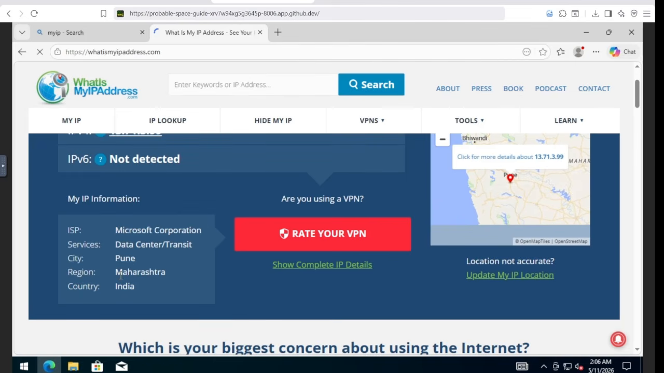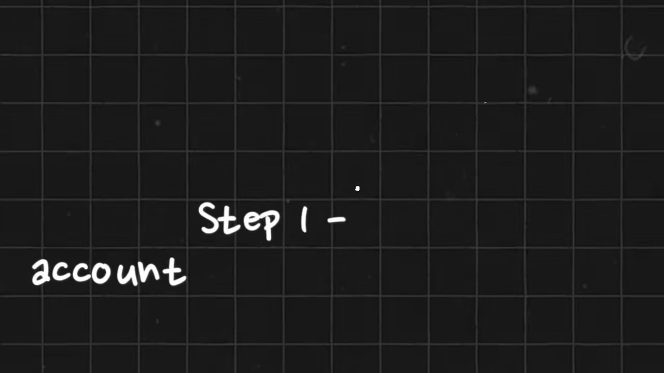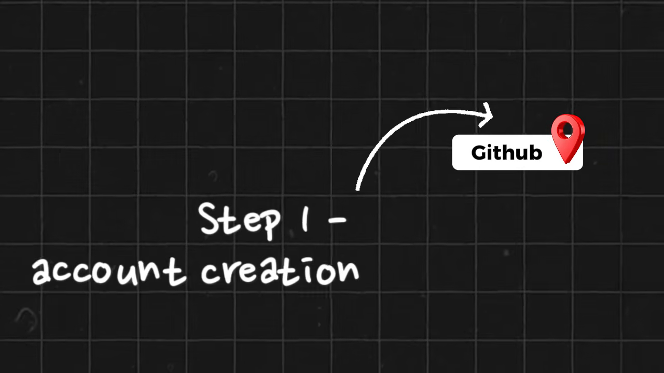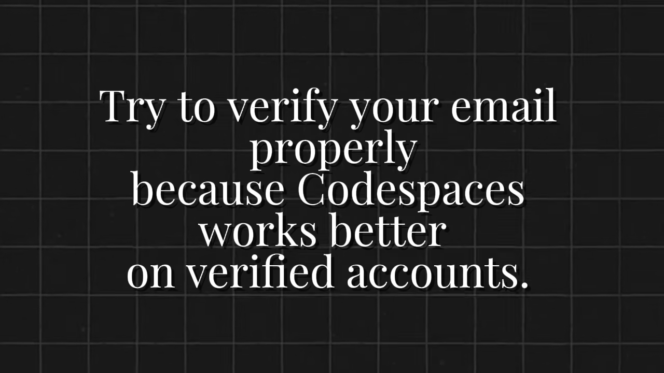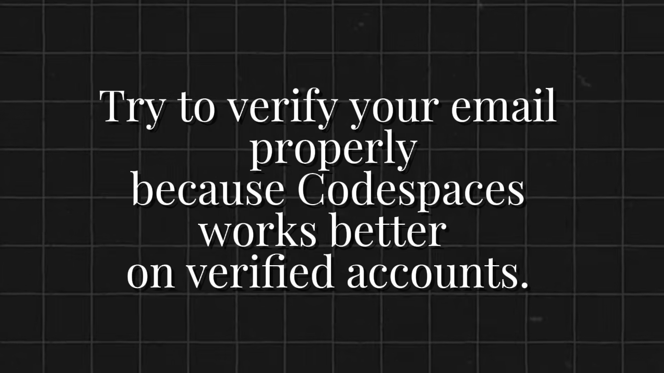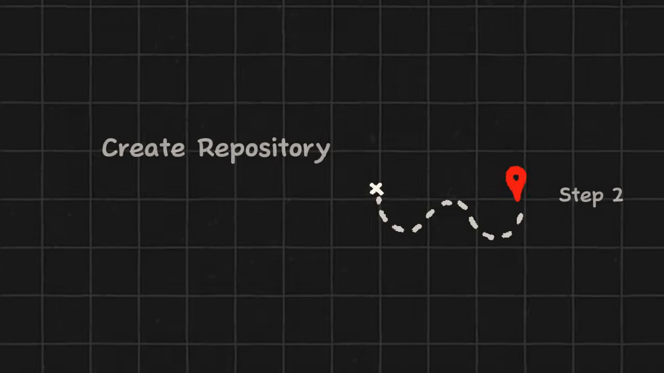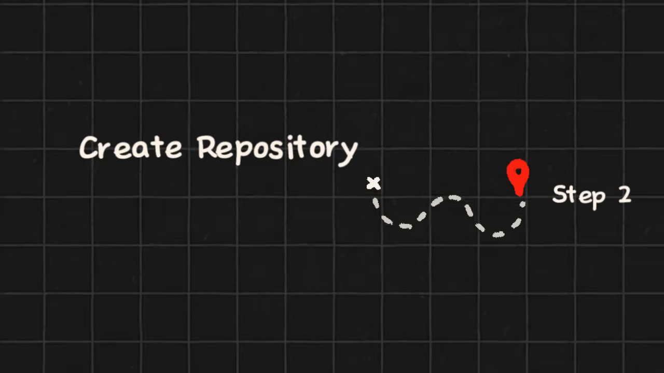Make sure you follow GitHub's terms and use it responsibly. So let's get started. First of all, go to GitHub and create a fresh account if you don't already have one. Try to verify your email properly because Codespaces works better on verified accounts. Once your account is ready, we move to the next step.